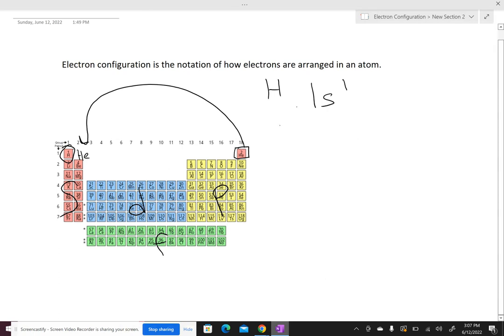Next, let's try helium. Helium is still in the first energy level. It is still in the S block, but it is the second square in that subshell. So it's going to get a 2. Okay, so next we go down to the second energy level. Let's try lithium here.